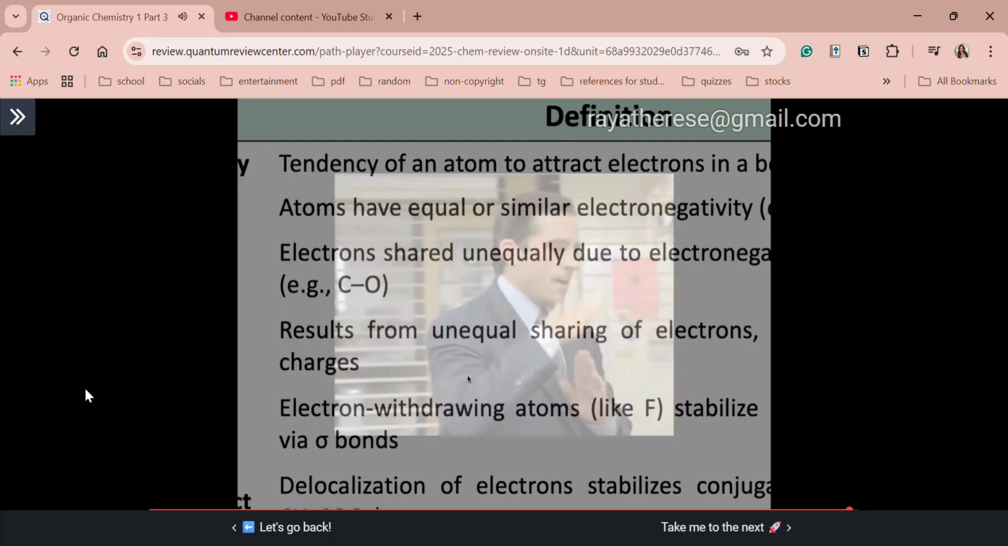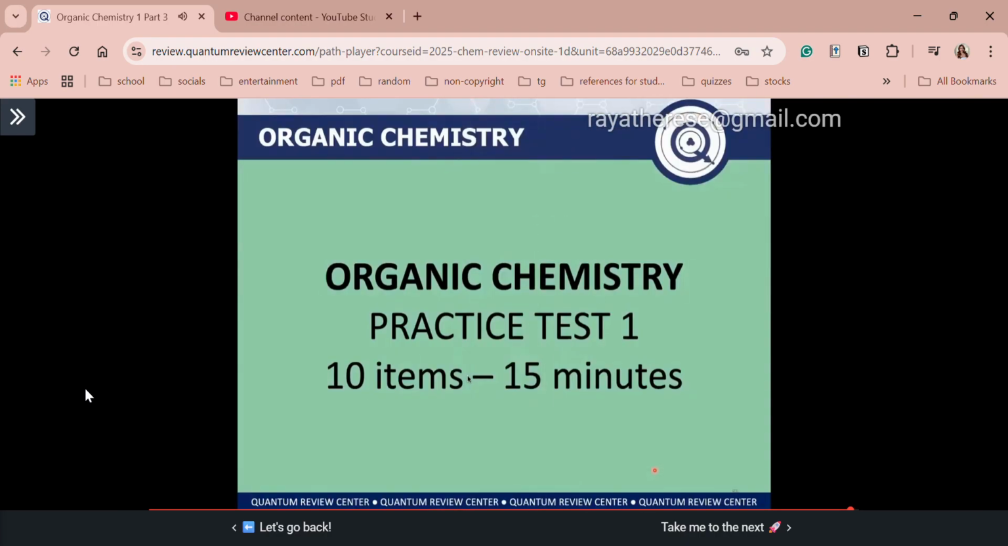All right, so with that, time out muna with your PT1. Again, class, this will cover your intro, your nomenclature, and your bonding in organic compounds. So for PT1, we have 10 items for 15 minutes. Again, class, please practice closed manual answering. And also time yourselves in answering your practice test.